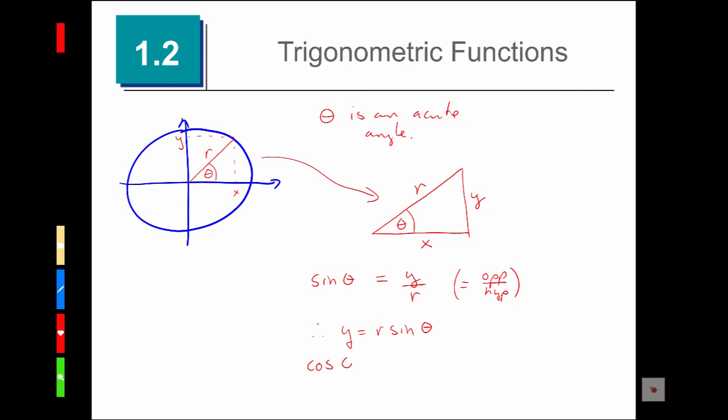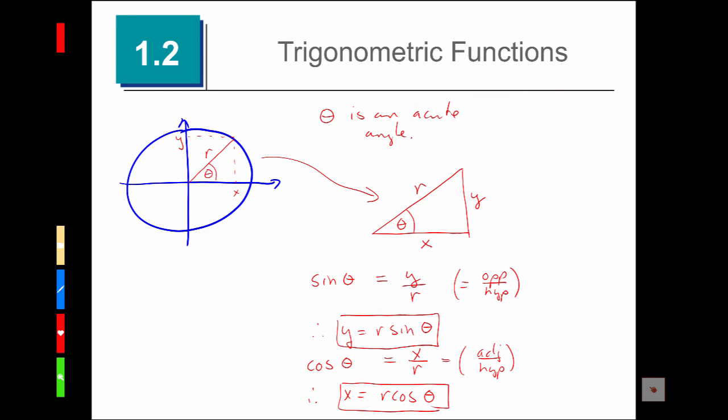Likewise, you probably recall that you can write the cosine of that angle theta as the adjacent over the hypotenuse. That's the adjacent over the hypotenuse. And of course that means that x is equal to r cos theta, as we saw on the previous slide. So there are two formulas that relate the sine and cosine functions to x and y again, this time through a right-angled triangle, and this interpretation is fine so long as the angle theta is an acute angle.